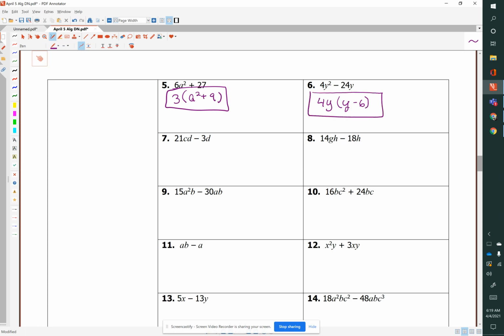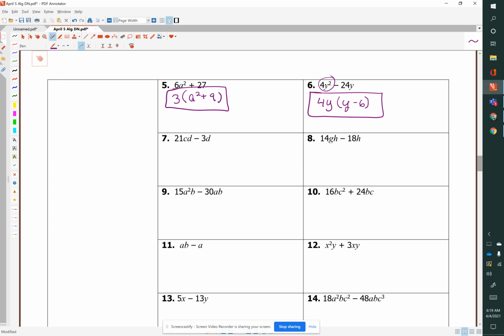Now, how do we know that's correct? 4y times y is 4y squared. And then our negative sign in the middle, our minus. 4y times 6 is 24y.